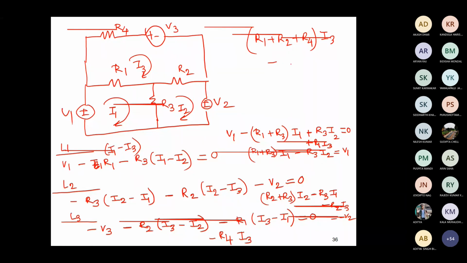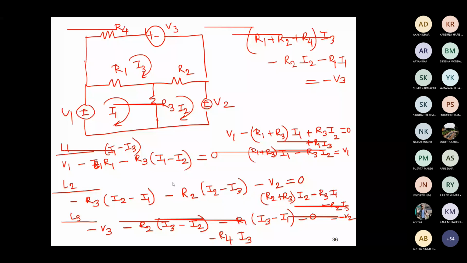R2 I2 minus R1 I1 is equal to minus V3. So you have the three loop equations. You have three unknowns, I1, I2, I3. You know all the Rs and all the Vs, so you can solve it if you solve these three equations.